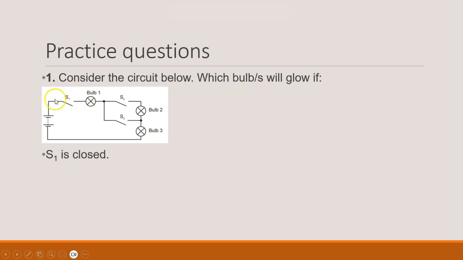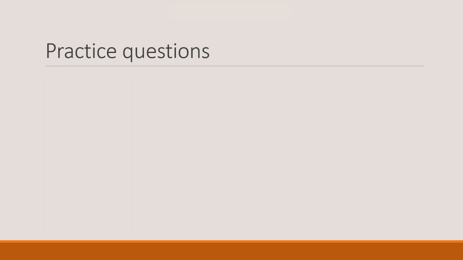S1 is closed? Well, if S1 is closed, there is still a break in the circuit through S2 and S3. So the circuit's not going to run at all. None of the light bulbs will glow. If S2 is closed, well, we've still got a break in the circuit, so none of the light bulbs will glow.